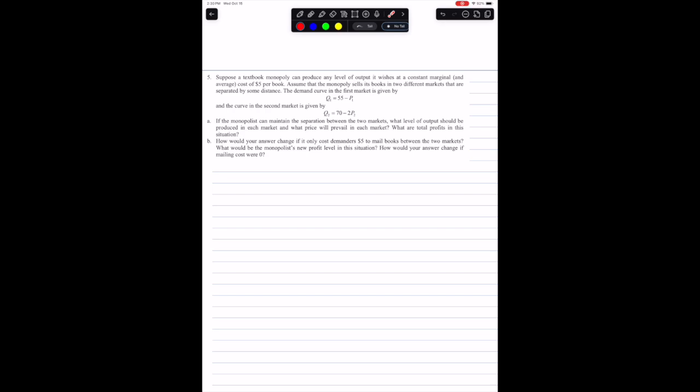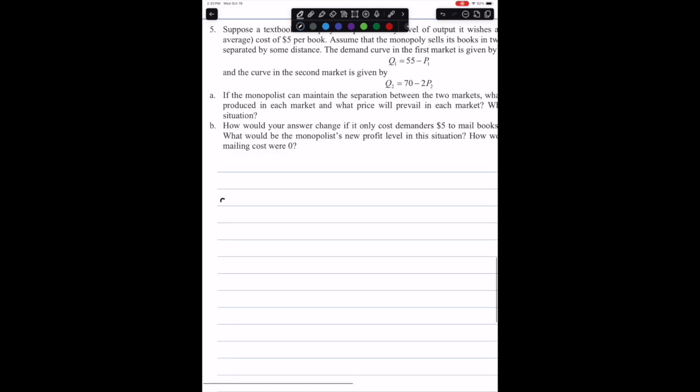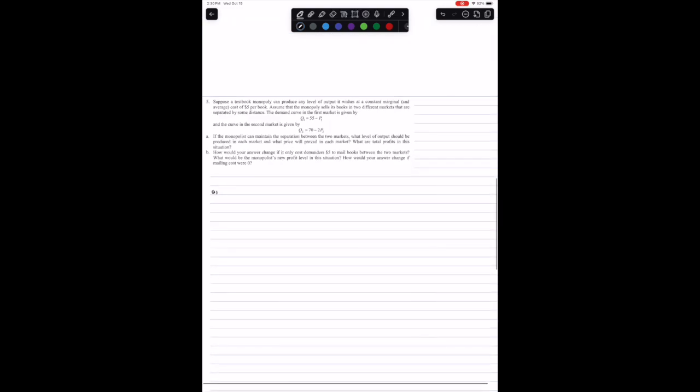We're going to do part A first. If the monopolist can maintain the separation between the two markets, what level of output should be produced in each market and what price will prevail in each market? What are total profits in this situation? The way we're going to go about solving question A is we're going to solve each market individually, and then we'll combine the profits in both markets to get total profit.